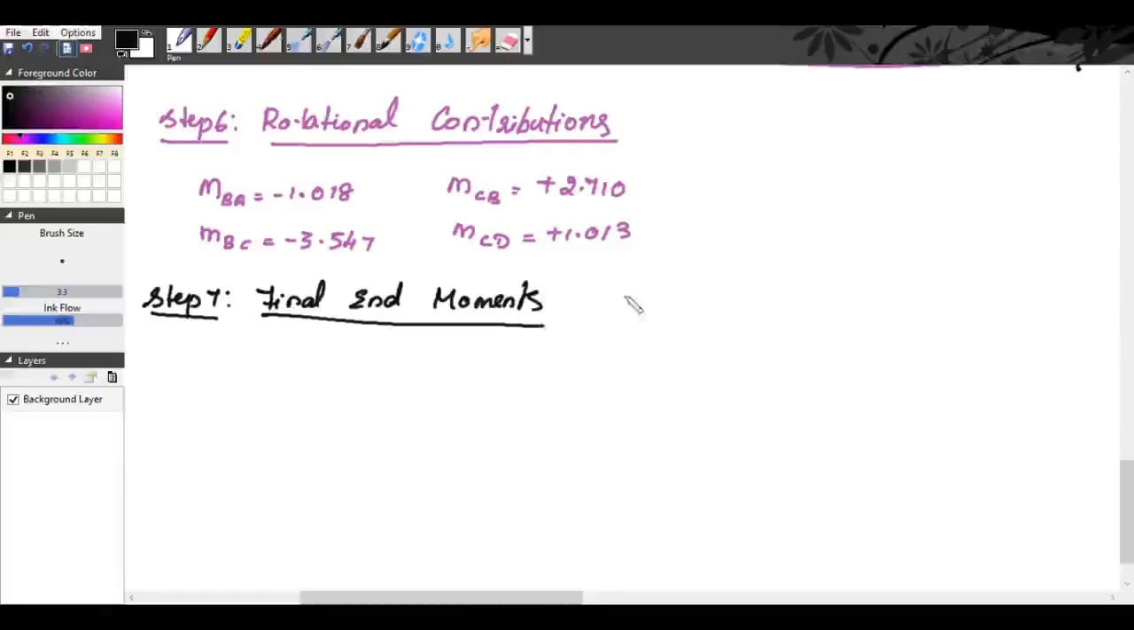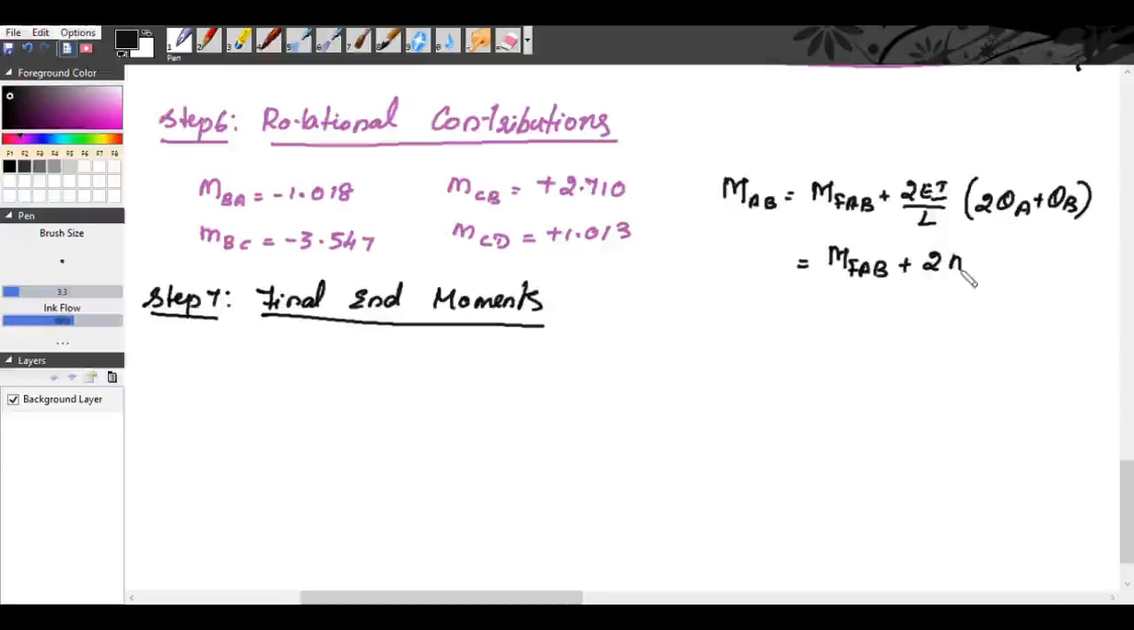Final end moments, as I have told you earlier, it is an extension of the slope deflection equation. So final end moments: MAB will be equal to MFAB plus 2EI by L into 2 theta A plus theta B. So while writing the final end moments, we will open a tabular column with MIJ we have.